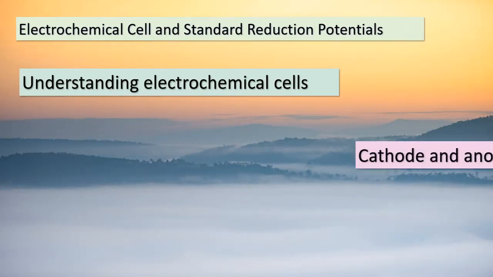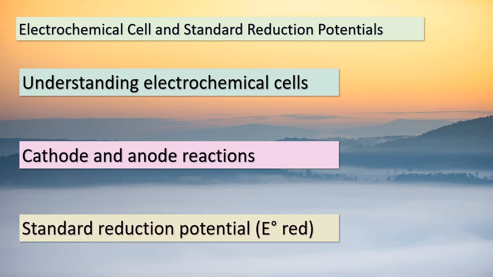Hello, dear students. Today, we're delving into the fascinating realm of electrochemical cells and the concept of standard reduction potentials. So, what are electrochemical cells? They're devices that convert chemical energy into electrical energy and vice versa. These cells consist of two half-cells, the cathode and the anode. The cathode is where reduction occurs, while the anode is where oxidation takes place.